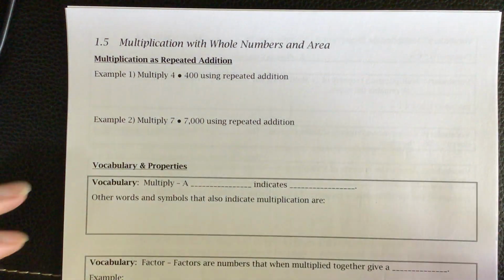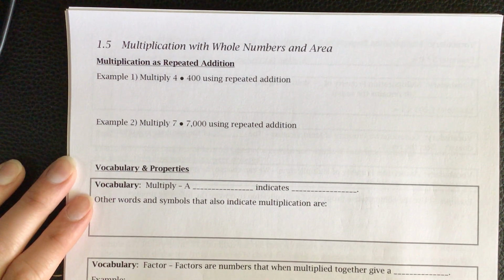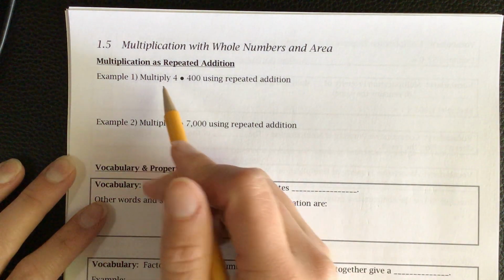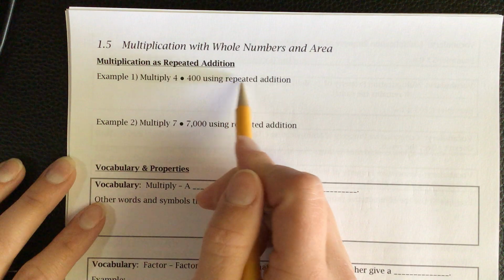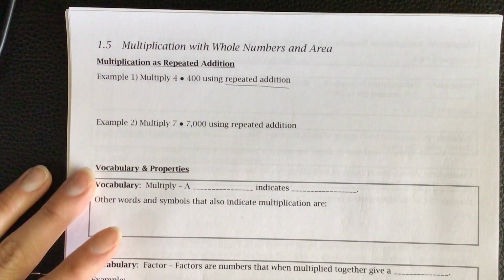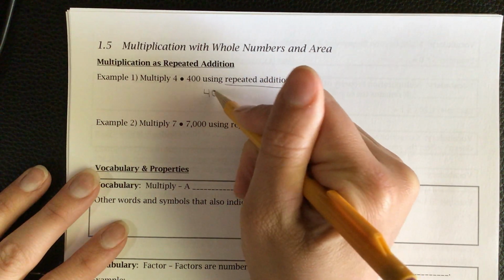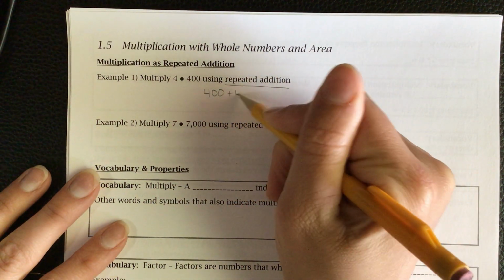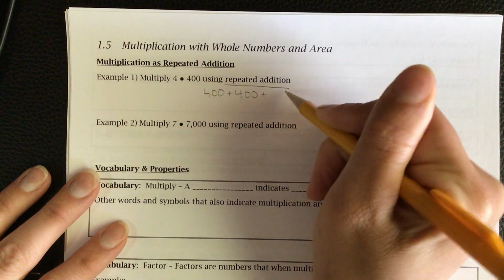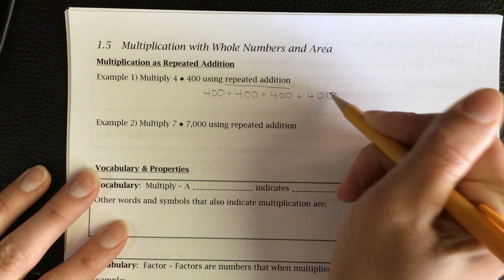1.5, multiplication with whole numbers and area. Multiplication as repeated addition. If we're multiplying 4 times 400 using repeated addition, what we're saying when we say repeated addition is the repeated addition of the 400. So 400 plus 400 plus 400 plus 400.